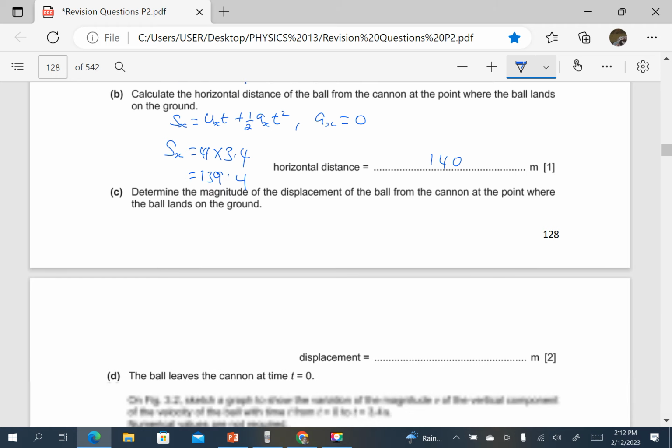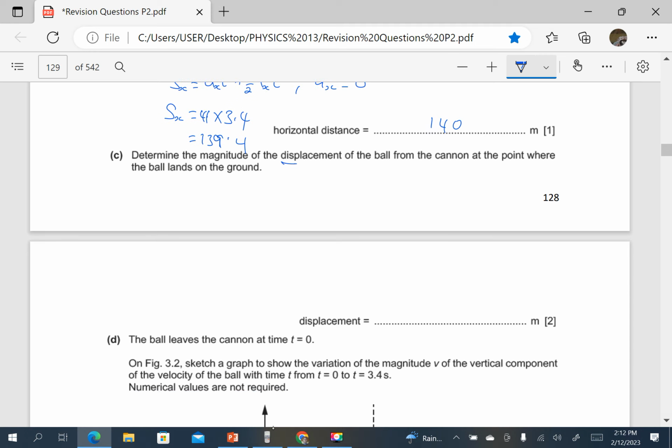Determine the magnitude of the displacement of the ball from the cannon at the point where the ball lands on the ground. We now want displacement. We have velocity, we have displacement in the horizontal, we have displacement in the vertical. We have distance in the horizontal as 140. We have distance in the vertical, it was 57. S in the horizontal is 140 meters. S in the vertical is 57 meters.